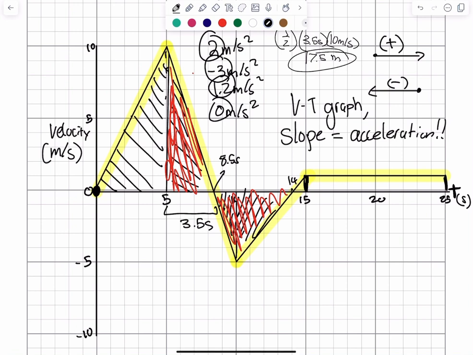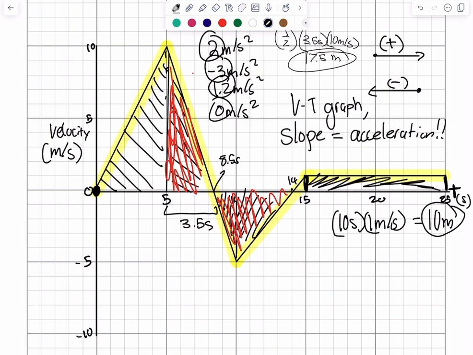So, the base, 25 seconds minus 15 seconds. That sounds like 10 seconds to me. The height, 1 meter per second. That gets us to a whopping 10 meters. That means in this entire area, our object moved 10 meters. That was the distance traveled. And because there's no negatives, it's also the displacement from its original starting point.